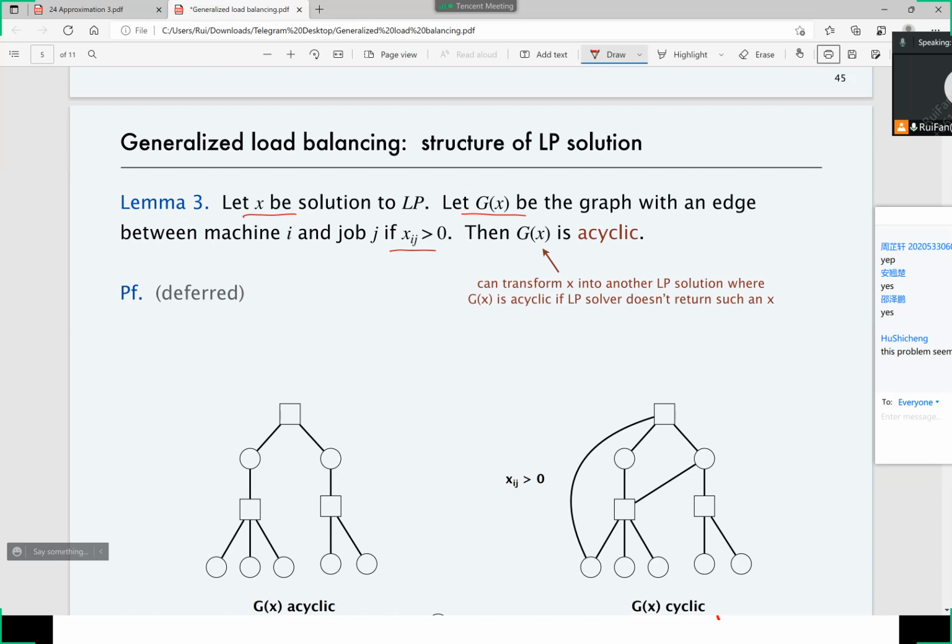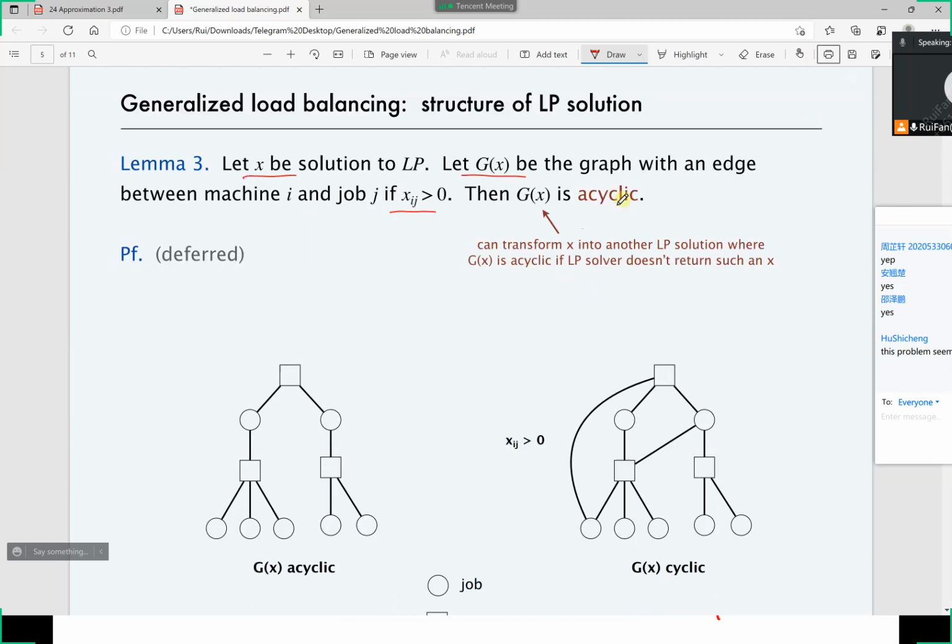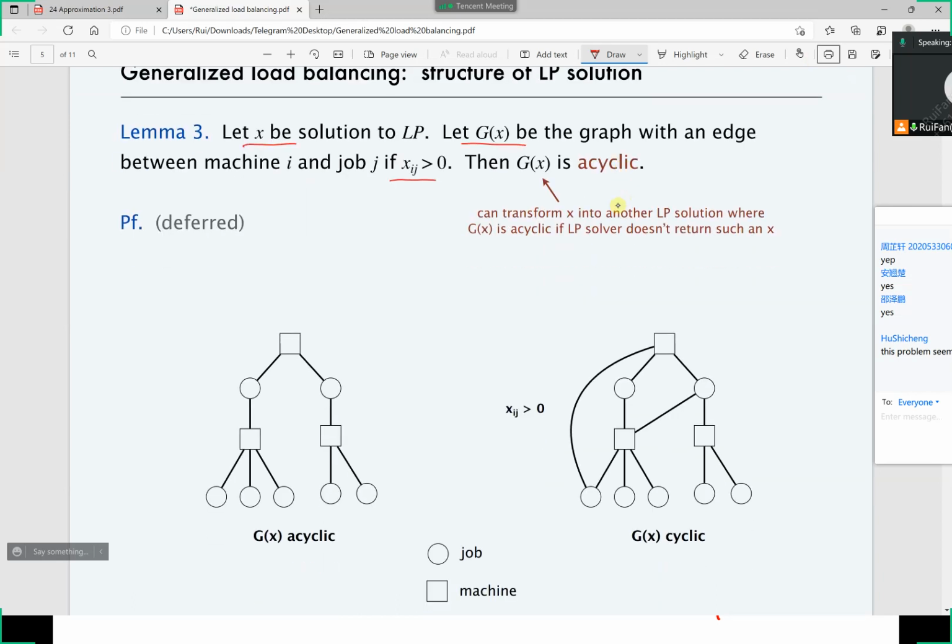So let me first continue with this graph. If you have this x_ij value which is positive, then we're going to form a graph where the nodes are going to be the set of all jobs and machines. So imagine that you take all the jobs, you have n jobs and m machines, and then you just make them into nodes.